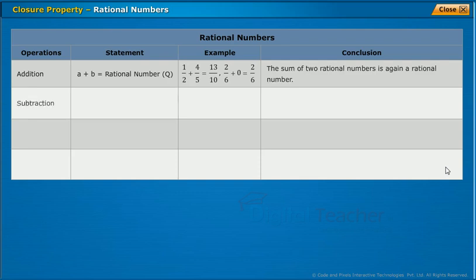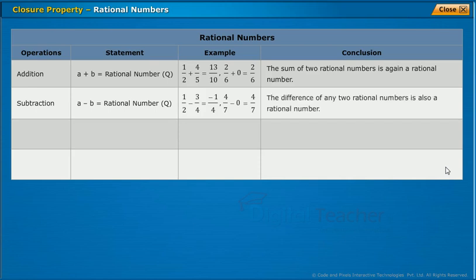Under subtraction, it states that the difference of two rational numbers is also a rational number. For example, 1/2 minus 3/4 is equal to minus 1/4, or 4/7 minus 0 is again equal to 4/7. It concludes that the difference of any two rational numbers is also a rational number.